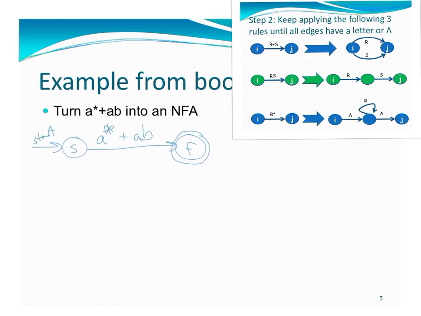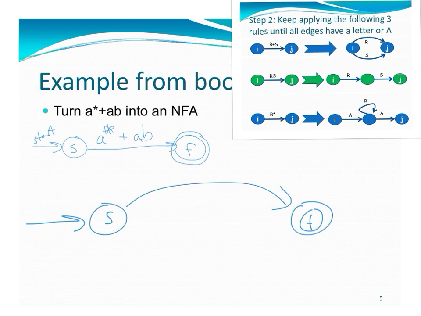So let's just shrink this guy down and we'll copy it. So we have our start state and our double circled final state, and we're going to turn this expression a star plus ab, which goes along a single transition, so that the first part goes along the top and the second goes along the bottom. So here's our top transition, which gets a star, and here's our bottom transition that gets ab. Okay, and now we can keep going with this.